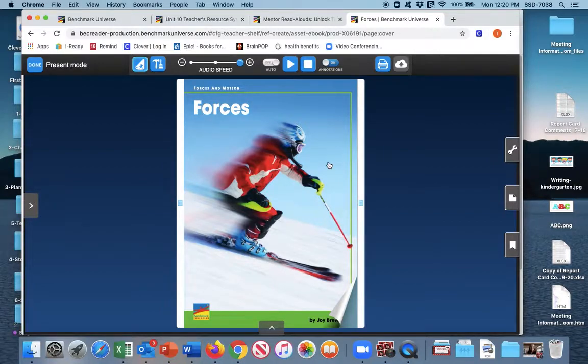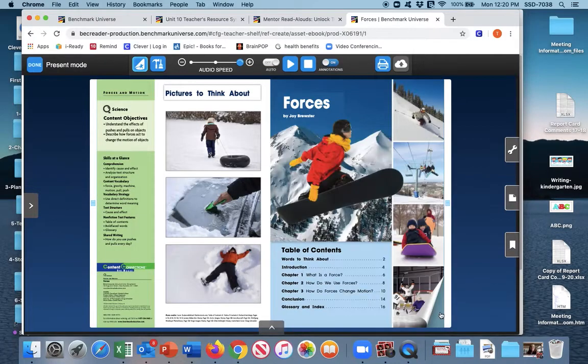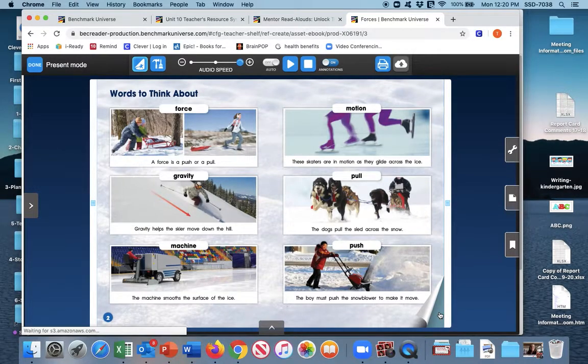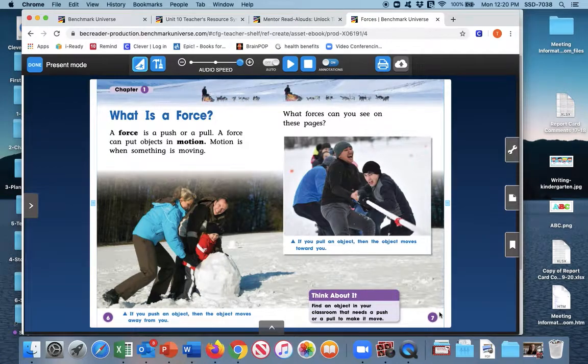So the first skill is using the text evidence and looking at text evidence questions. So how do the images on pages 6 and 7 help you to understand the question on page 7? So we're going to turn to page 7 in our book, 6 and 7. So the question says, what is a force? And what forces can you see on these pages?